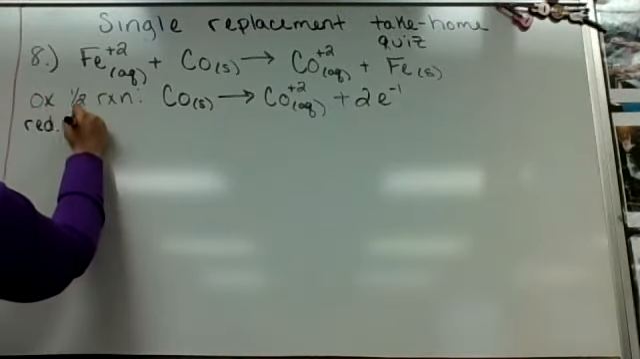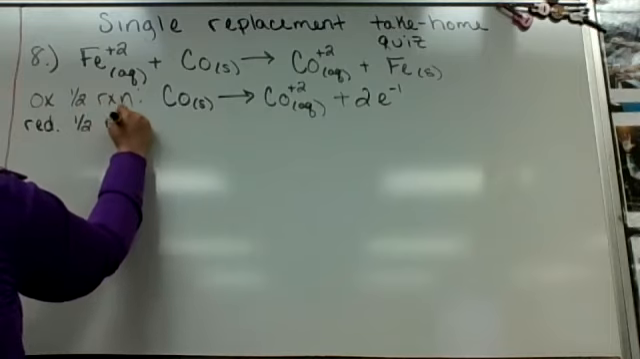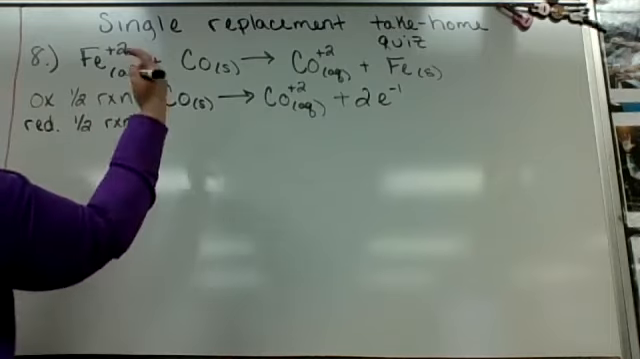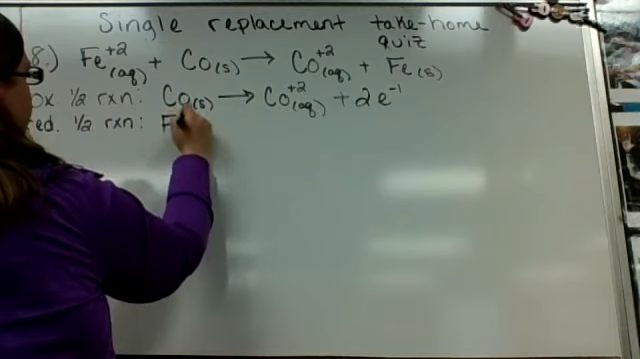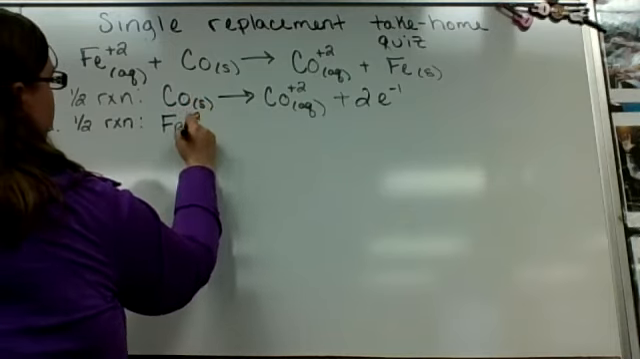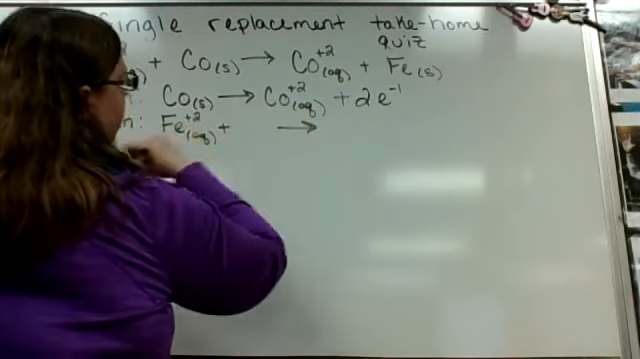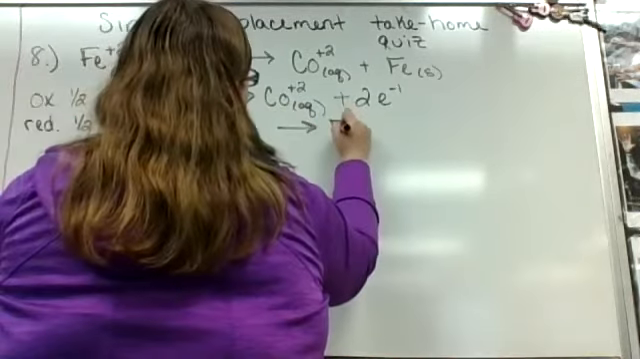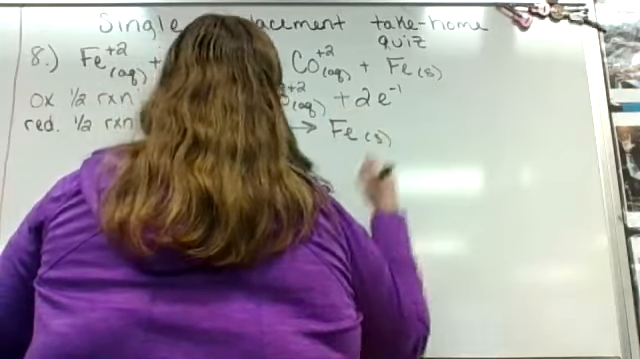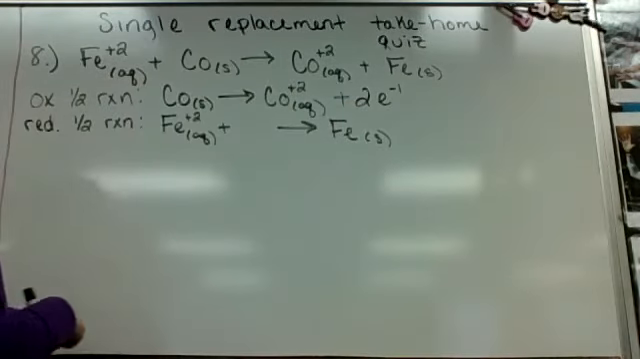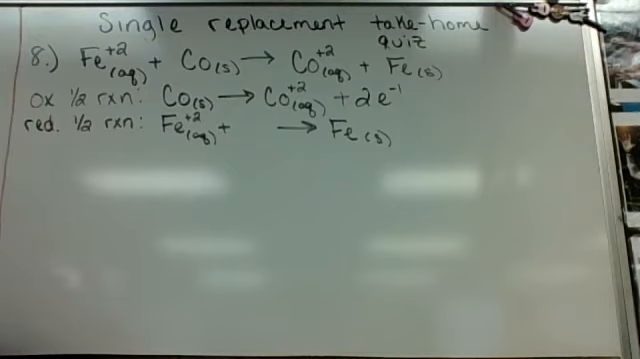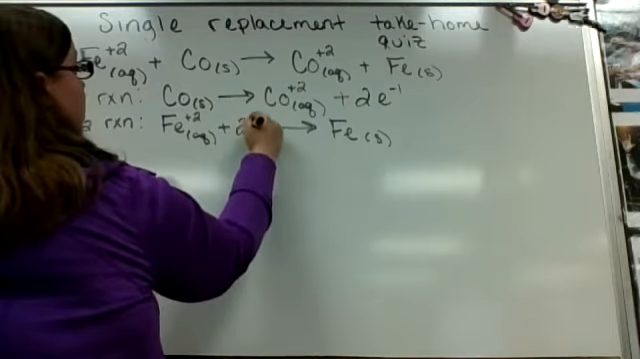The reduction half reaction. The other thing's going to be reduced, so it's going to be the iron +2 ion aqueous plus a certain number of electrons yields iron solid. How many electrons do we need to balance out the +2 ion? 2 electrons.